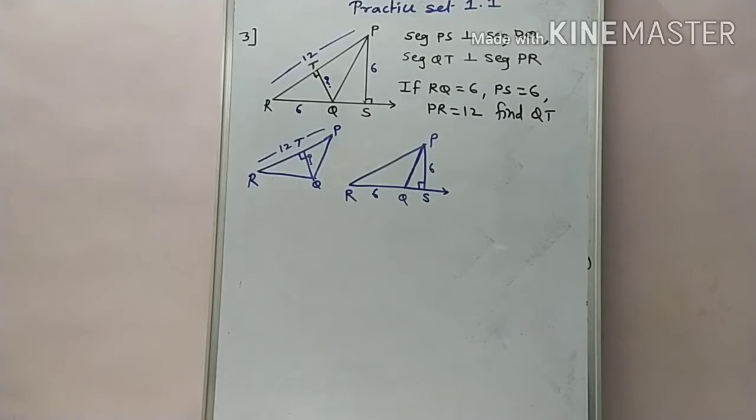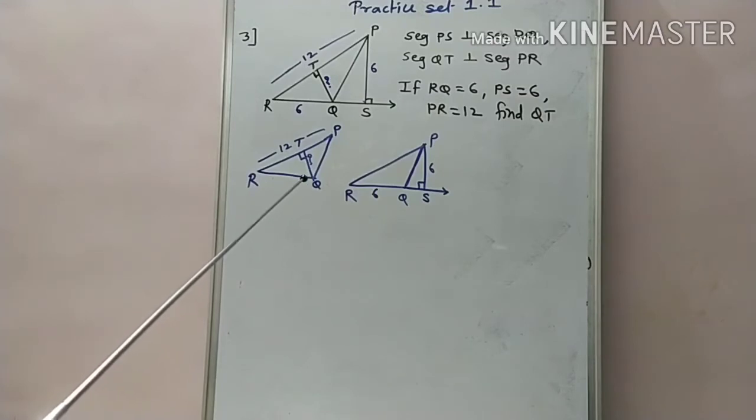But here it is different, because as you notice, here is triangle PQR where QT is perpendicular to PR. That means QT is the height of triangle PQR, and the perpendicular is on PR, which means PR is the base. So to find the area of triangle PQR, the formula is half into base into height, which means half into PR into QT, and QT we have to find.